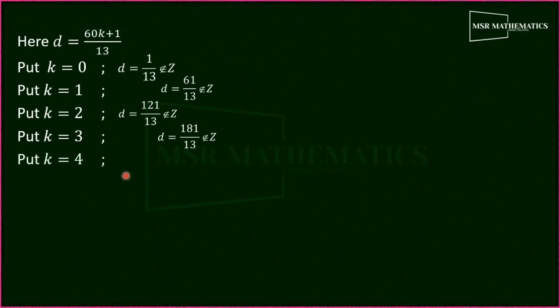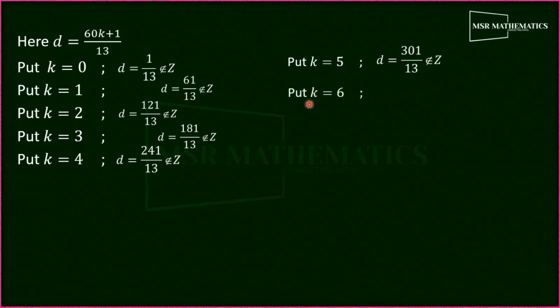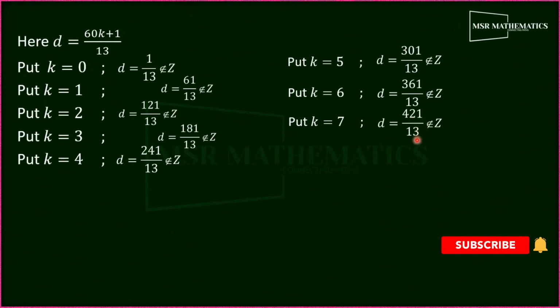Similarly, put k equal to 4. 60 into 4 is 240 plus 1 is 241 by 13 does not belong to integer Z. So check for k equal to 5. 60 into 5 is 300, 300 plus 1 is 301 by 13 does not belong to integer Z. Check for k equal to 6. 60 into 6 is 360, 360 plus 1 is 361 by 13 does not belong to integer Z. So put k equal to 7. 60 into 7 is 420 plus 1 is 421 by 13 does not belong to integer Z.